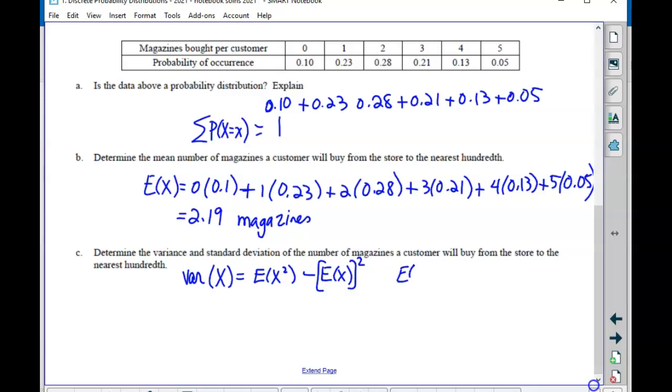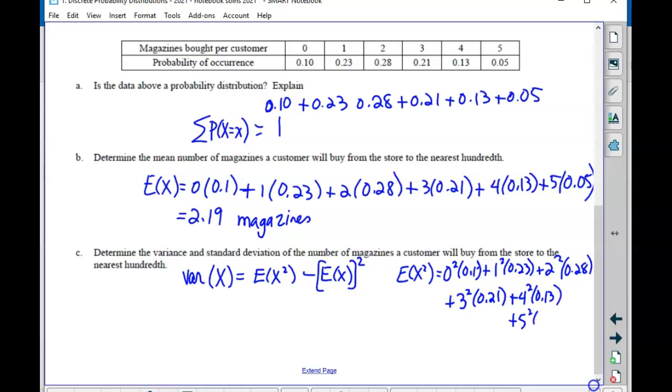So E of X squared, that's going to be, we have to take our probability and multiply it by the variable squared, each data value for the variable. So 0 squared times 0.1, which is obviously 0. 1 squared times 0.23. 2 squared times 0.28. 3 squared times 0.21. 4 squared times 0.13. 5 squared times 0.05.